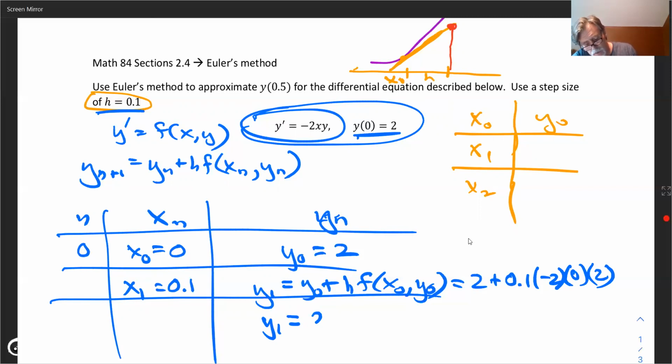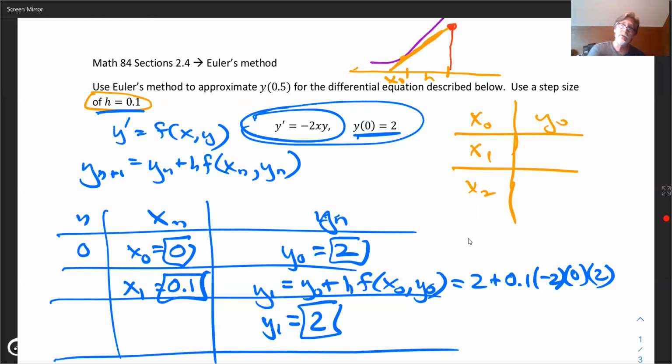So we have 2 and we have 2 again. We have this point, 0, 2. Now we have 0.1 and 2. And you go again. And I'm going to stop. I'm going to show you the table I filled by going over this process again and again.